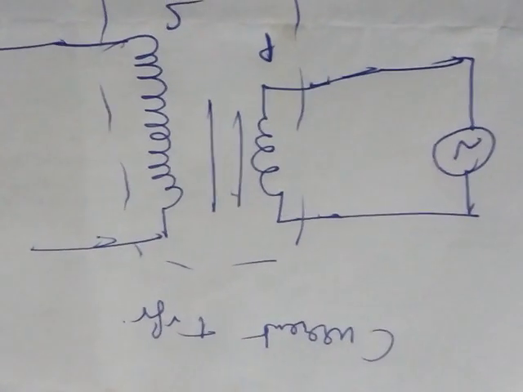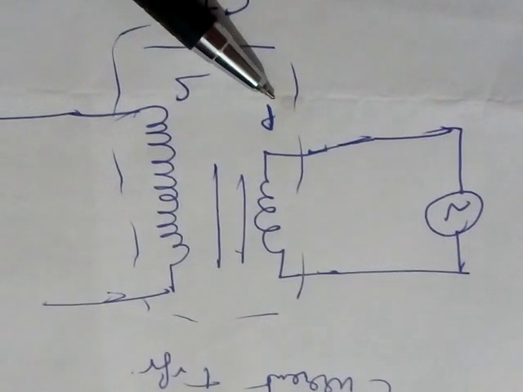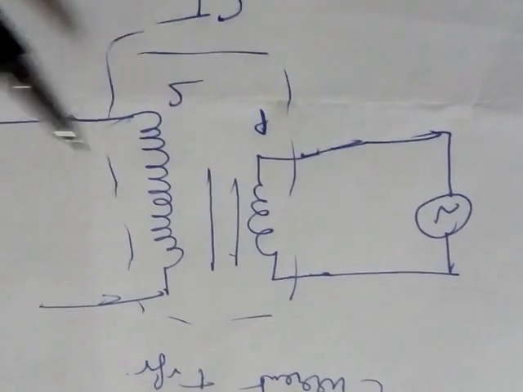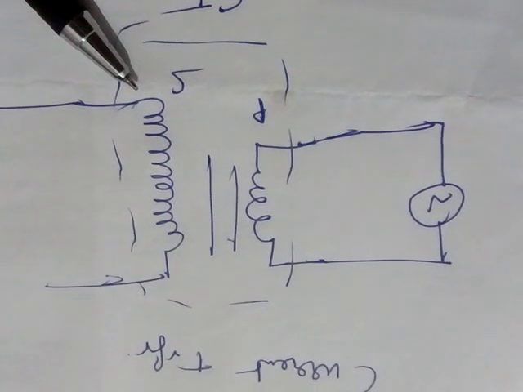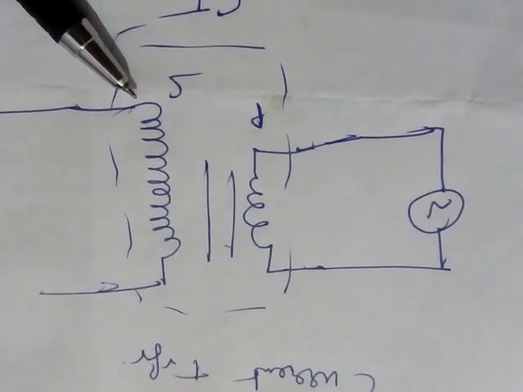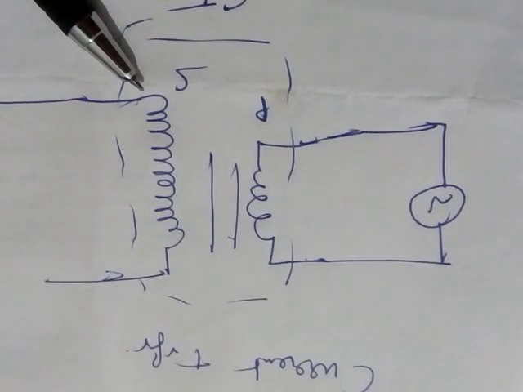Current transformer. For a current transformer, you have to show more numbers of turns in the secondary because it is similar to a step up transformer.